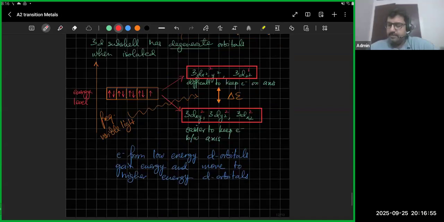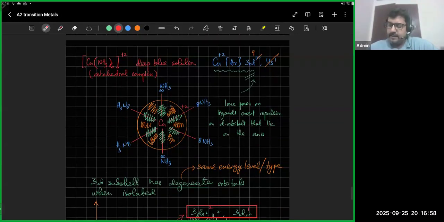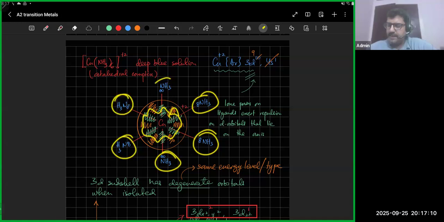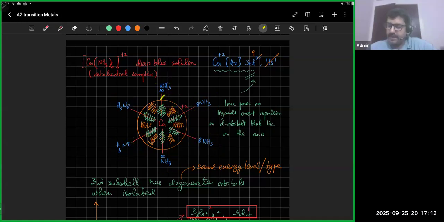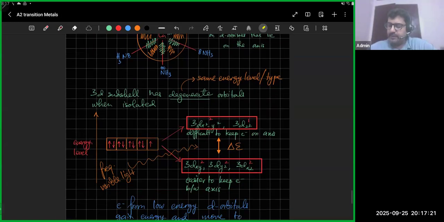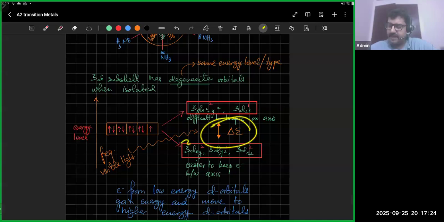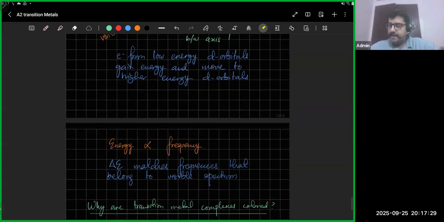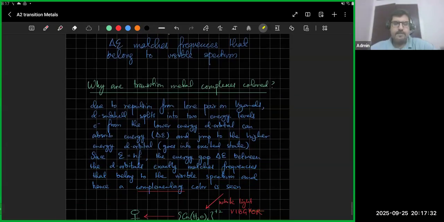So I'm just going to repeat everything. The d-subshell, remember, there's no bonding happening. The d-subshell is within the atom, right? The ammonia, etc., that's on the outside. The only thing the ligand is doing is causing repulsion, and because of the repulsion, it's harder to keep electrons on the axis, but relatively easier to keep electrons between the axes. So the d-subshell splits, and there's an energy gap, and this energy gap exactly matches frequencies that belong to the visible spectrum.